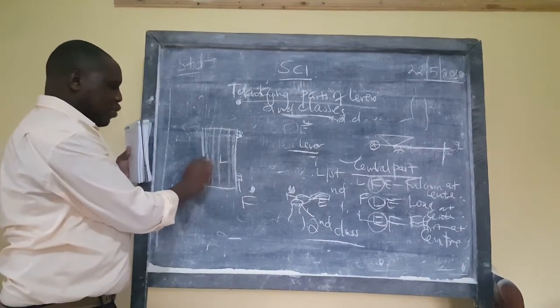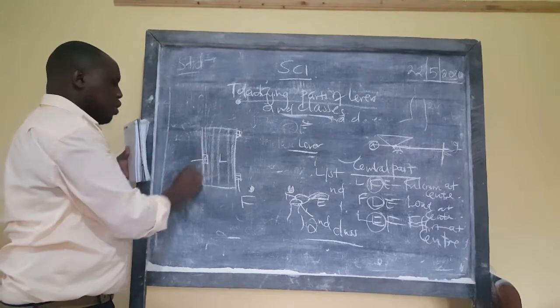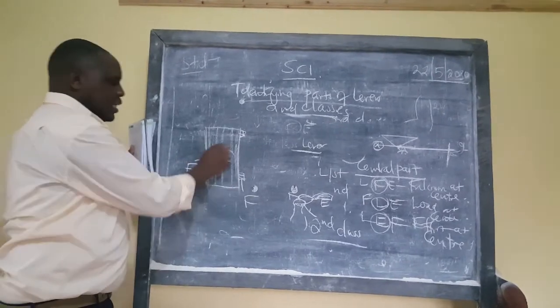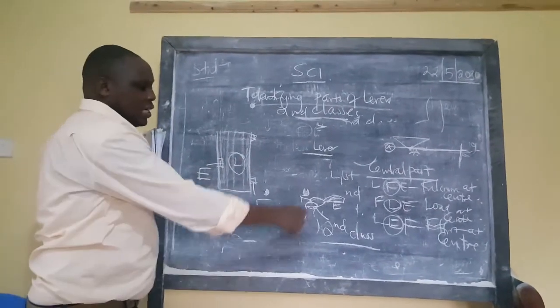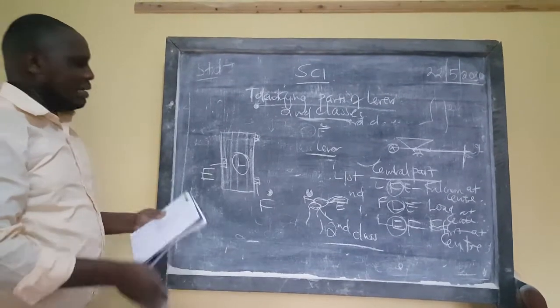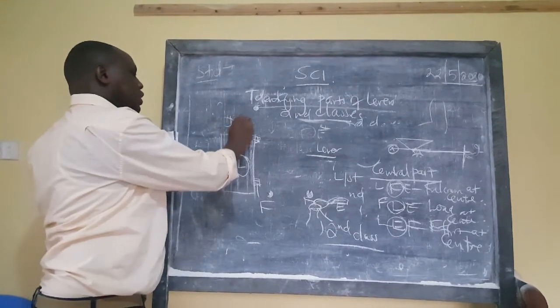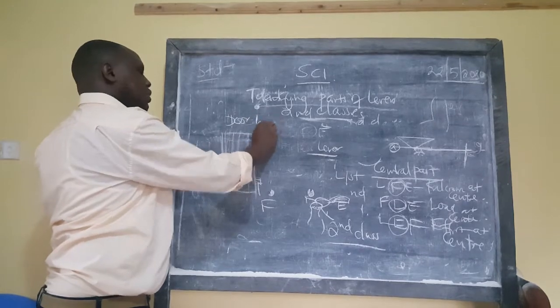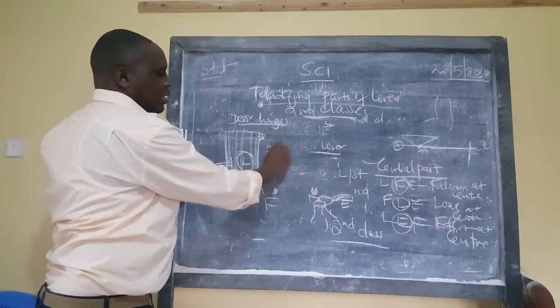So fulcrum, load, and where are you going to touch? This point. So you're going to apply your effort there. So what is at the center? The load is at the center. So that is a second class lever. So door hinges, they are going to be found in second class lever.